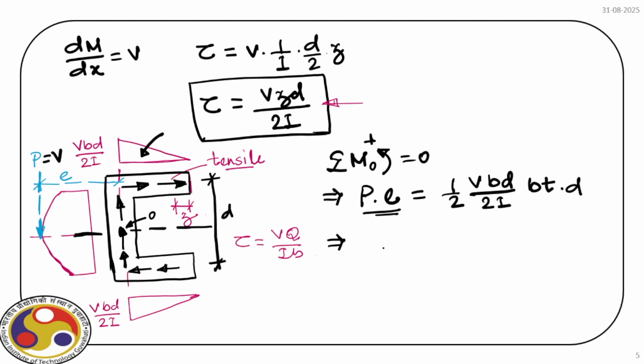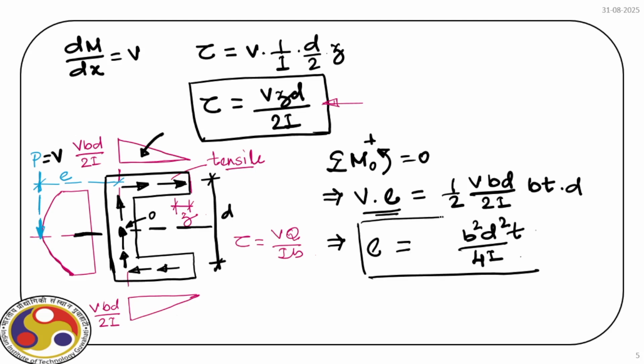Now then what we get, this P equal to V. So on the left hand side, we can now put V. So what we have, E is equal to half B squared D squared divided by I, and there is a T here. So we can write this as B squared D squared T divided by 4I. So that's the expression of the eccentricity.